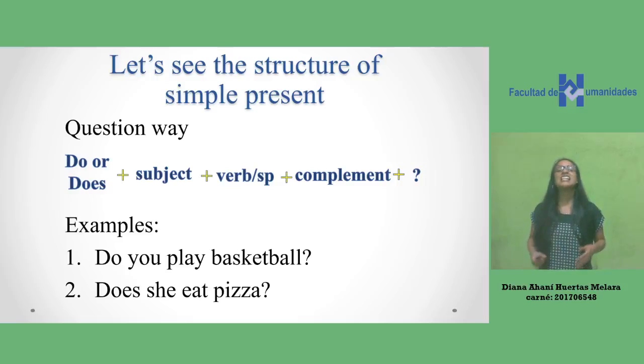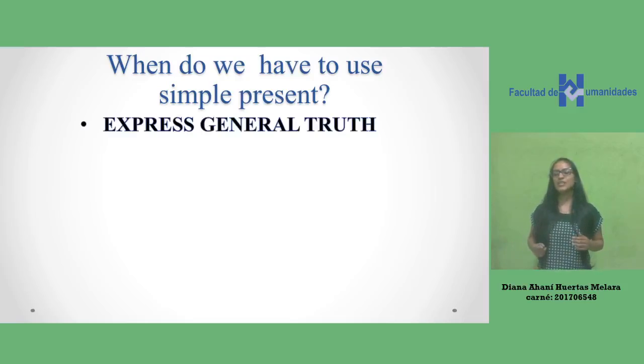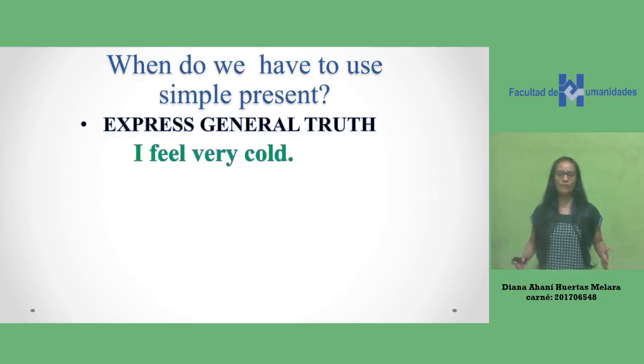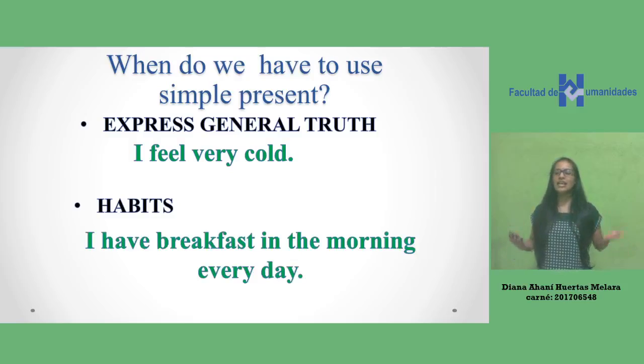Okay, so now that we already know the structure of simple present in affirmative, negative, and question ways, let's see in which moment we have to use simple present in real life. And here I have some situations. First, express general truth. This is something that you are saying that is true. For example, I feel very cold. Other example can be, I want a hamburger, right? Second one, habits. Habits, it's about something that you do every day, like daily routines. For example, I have breakfast in the morning every day. Other example should be I go to the gym every day.